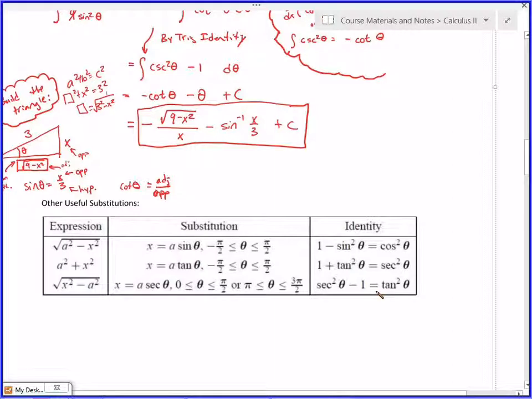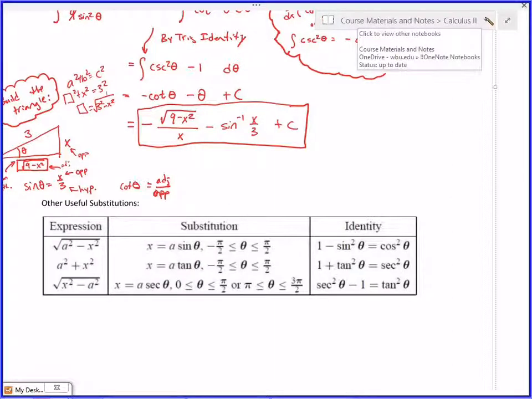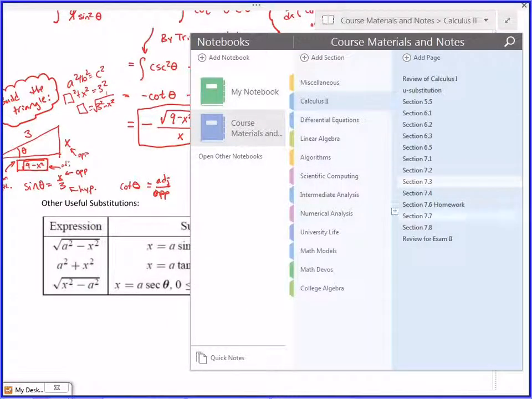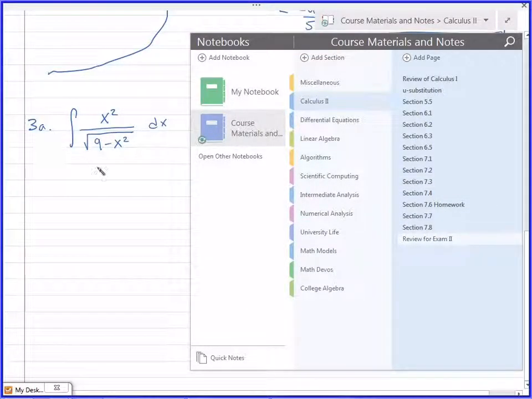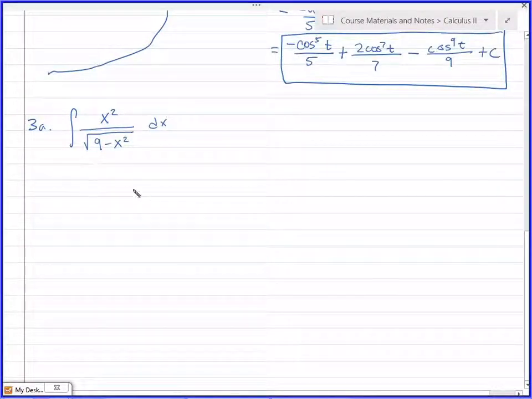So on 3a, the one that I just had on there, what's the substitution? It's the first one, and a in this case is 3. So let's let x equal a sine theta, and I'm going to replace that a with 3.